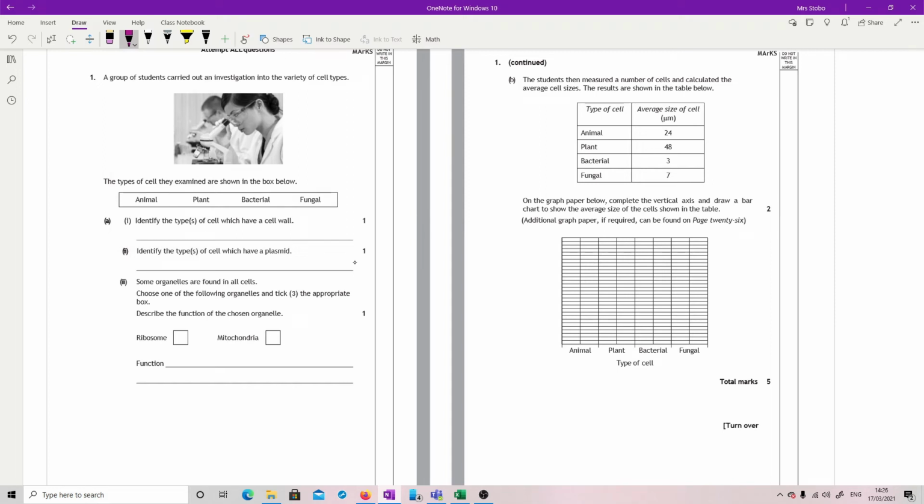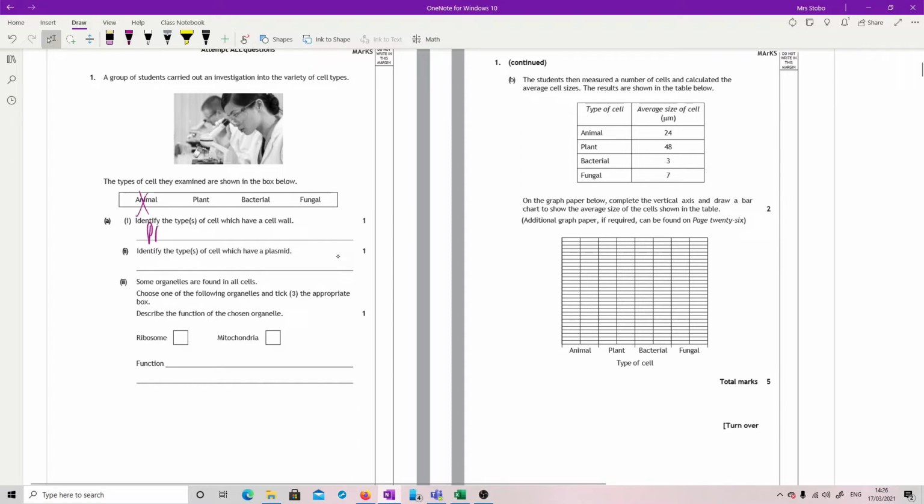Okay, question 1. A group of students carried out an investigation into the variety of cell types. They felt the need to put in a picture. Types of cells they examined are shown in the box below. We've got animal, plant, bacterial and fungal. Identify the type or types of cells which have a cell wall. Basically just not this guy.